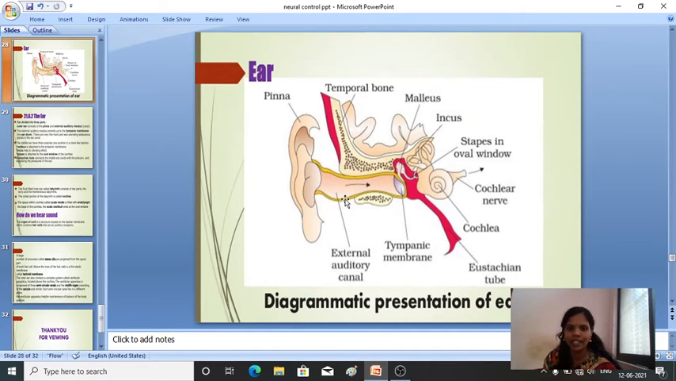Here you can see this is the external ear pinna, and here you will find the auditory canal through which the sound waves will pass, and here is the tympanic membrane, and the temporal bone. These are the three different bones: stapes, incus and malleus. And here is the cochlea, and the eustachian tube will be there.